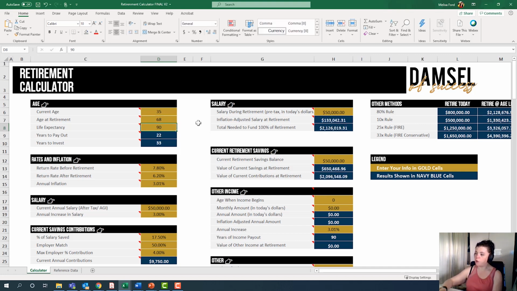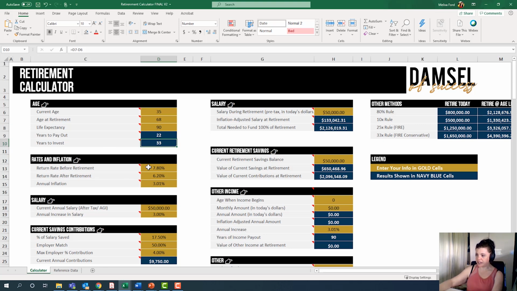You put in how long you think you're going to live, which is a little dire, but you know, we're all going to live to a certain time. So make an educated guess there. We'll stick with 90. And then what the calculator is going to do in this little section is show you exactly how many years you'll need your retirement to last. And it'll also calculate for you how many years you have left to invest. And just in case you get stuck and don't want to go through this whole video and watch it again, what you can do is just hover over these little red arrows and it'll show you the directions for every single input.